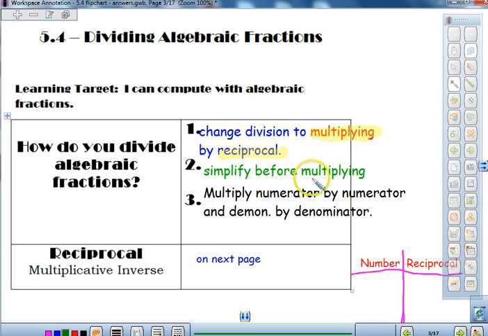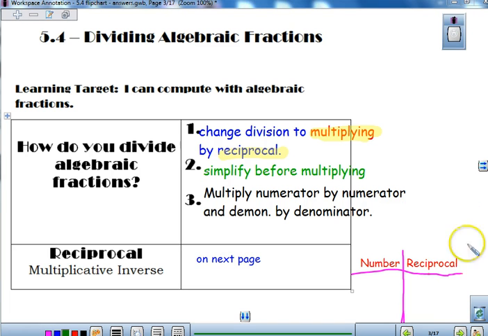We're going to simplify before we multiply. Then we'll multiply our numerator by numerator and denominator by denominator. If you need to pause to write this down, please do so. I'm going to give you the definition of reciprocal on the next page. And I know some of you probably know what a reciprocal is. We're going to talk about that in just a minute. We'll come back to this page and look at this.